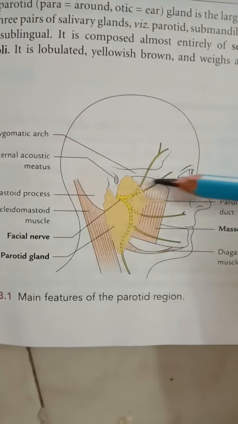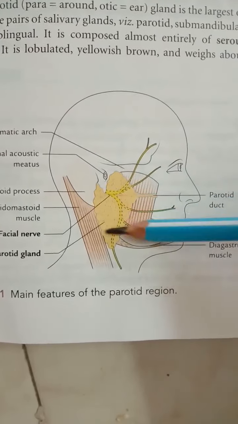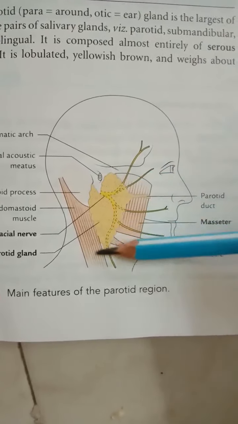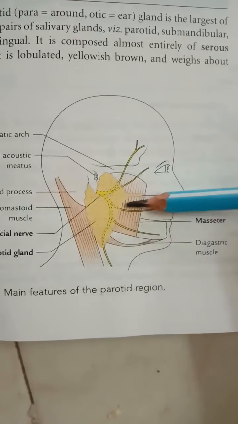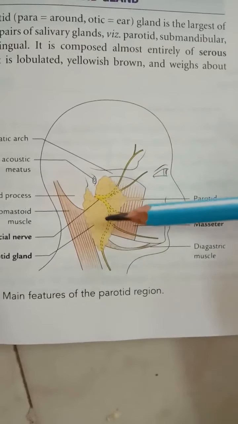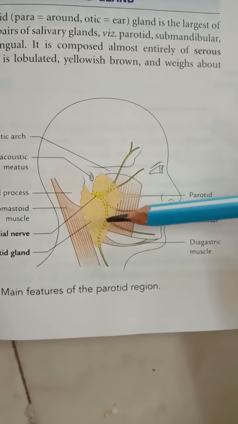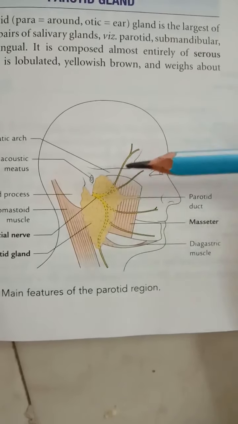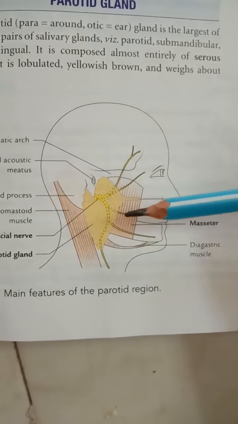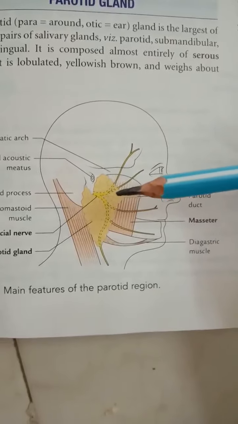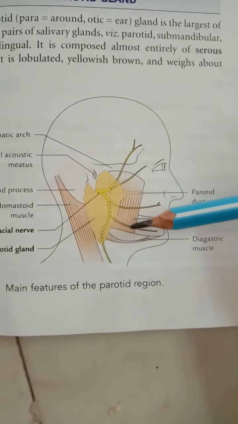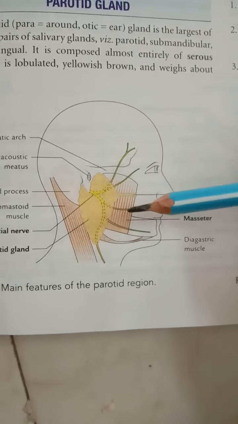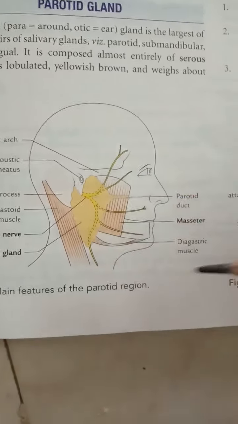So this is the parotid gland. Here you can see. Para means around and otic means ear, so this gland is present around the ear. That is why it is called the parotid gland. It is the largest of the three pairs of salivary glands, that is the parotid, submandibular and sublingual, and it is composed entirely of serous alveoli, and it is lobulated, yellowish brown, and the weight of this gland is about 25 grams.